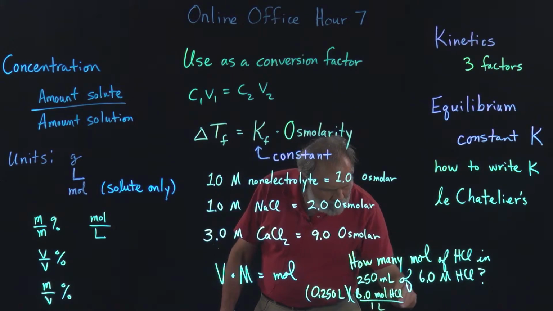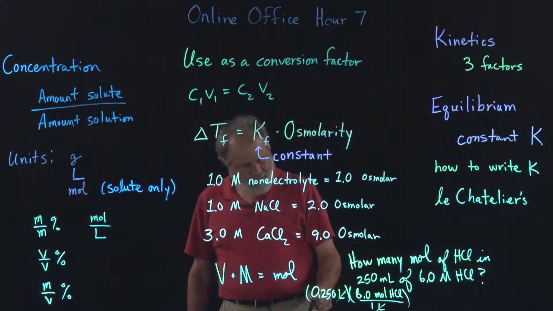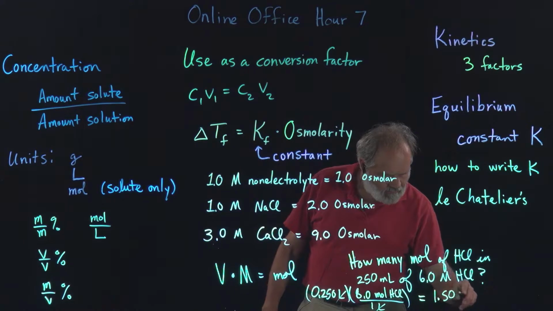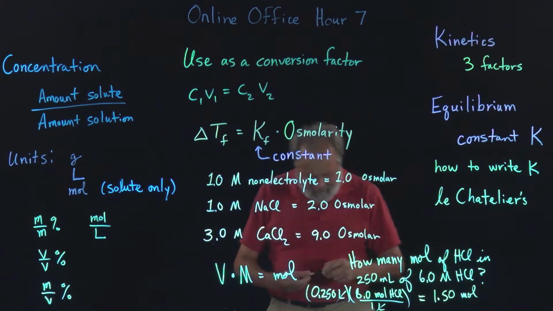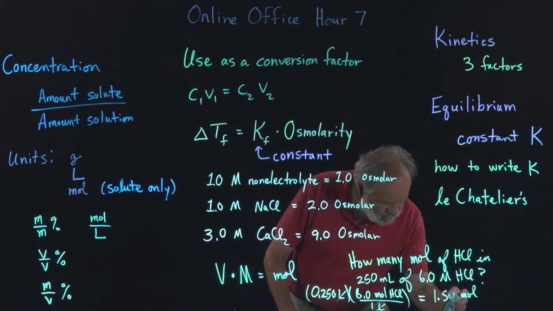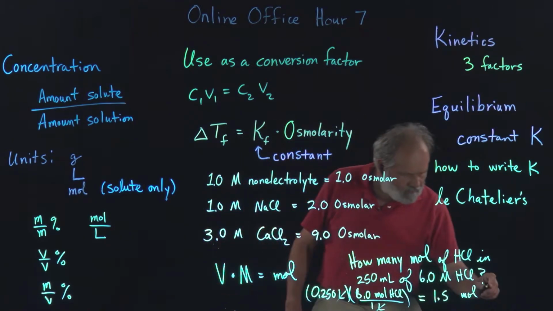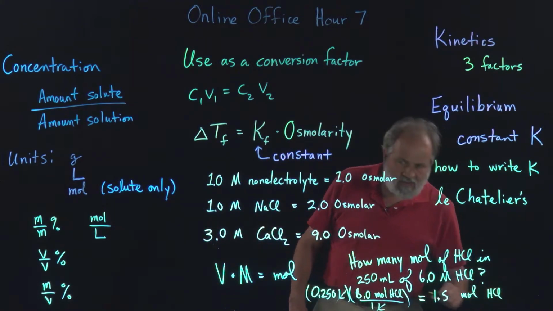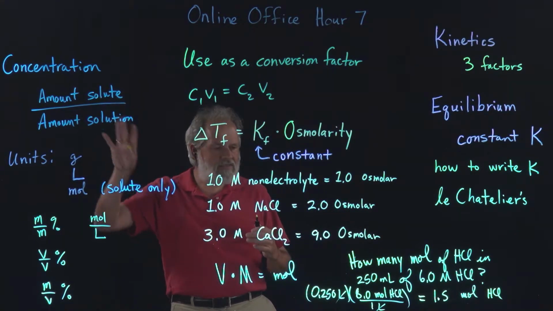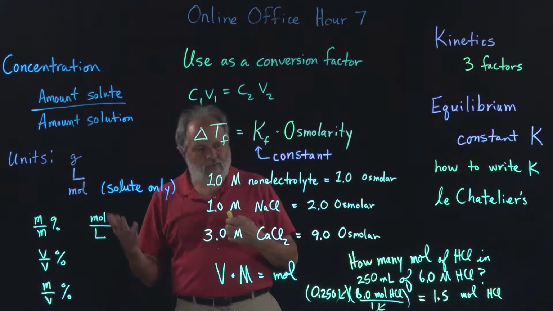The liter units cancel, and I'm left with moles, and 6 times 0.25 is 1.5. Oops, 1.5. Not an extra zero. Okay, of HCl, the solute. So when you're working this, make sure you're clear on what solute is in your solution and what the solution entails. It's usually water plus the solute.